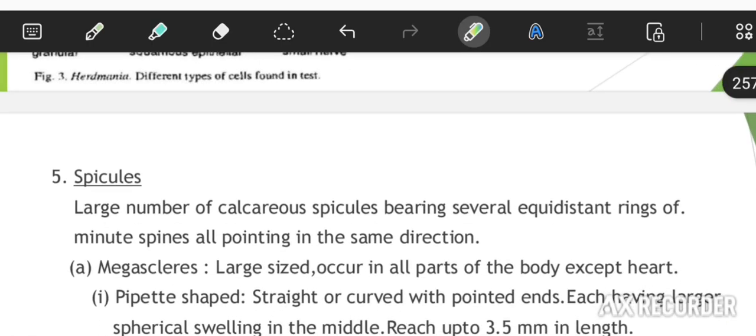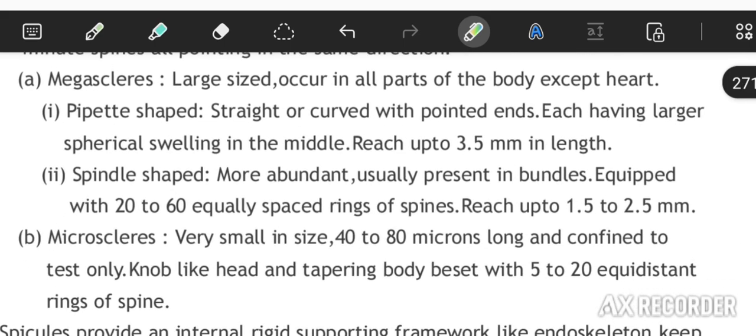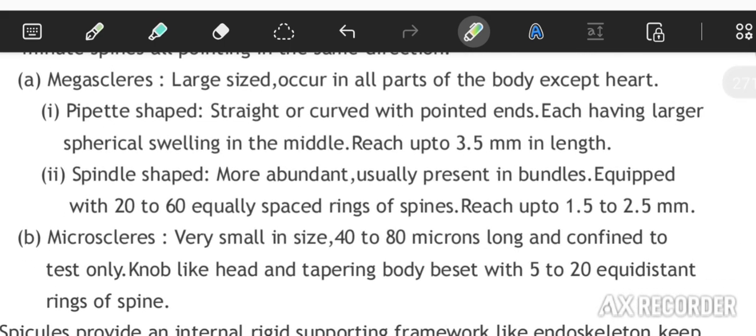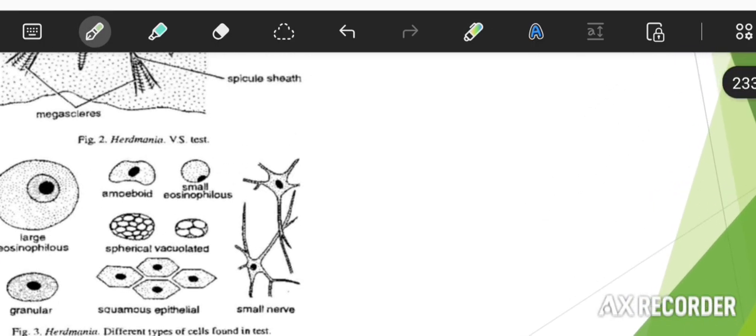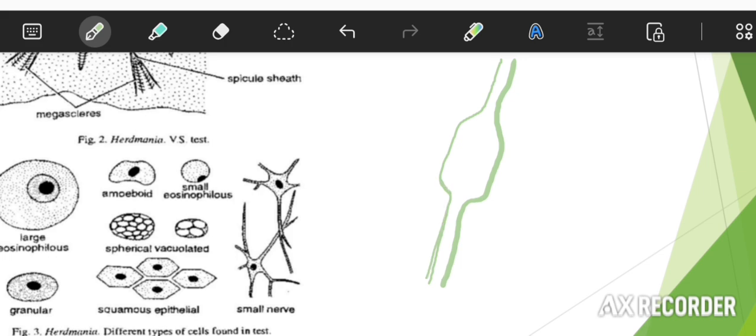Okay. So let's see here. Megascleres are of two types. One is pipette shaped, and one is spindle shaped. Now, pipette. If you have seen a pipette, let me show you here. Okay, so this is the shape of a pipette.